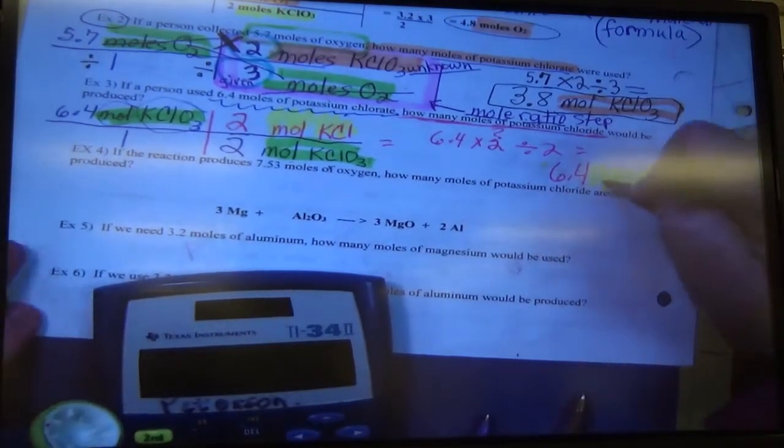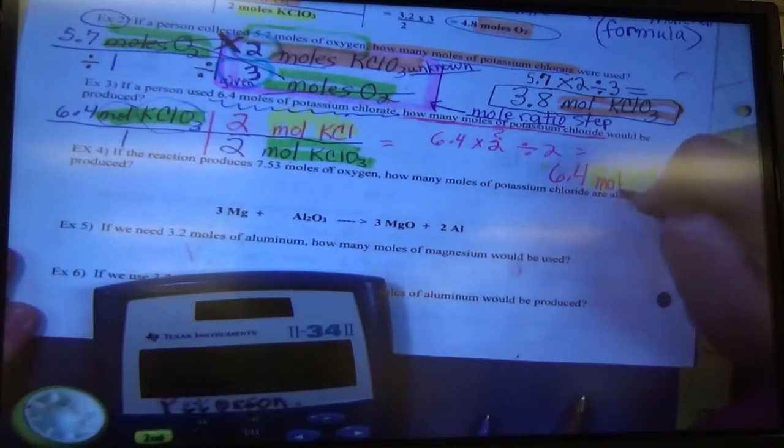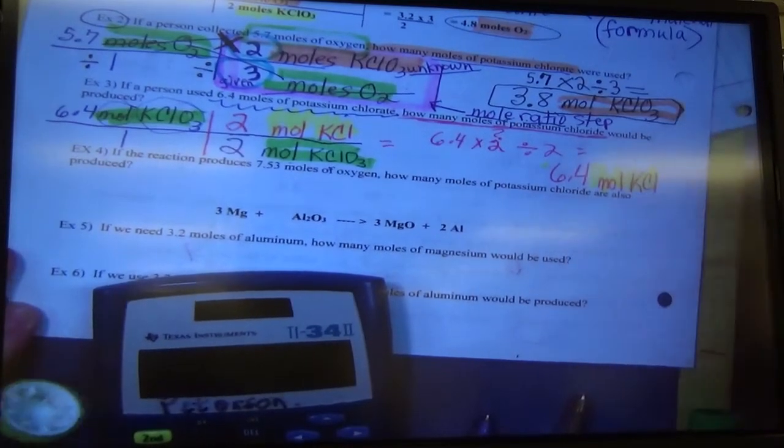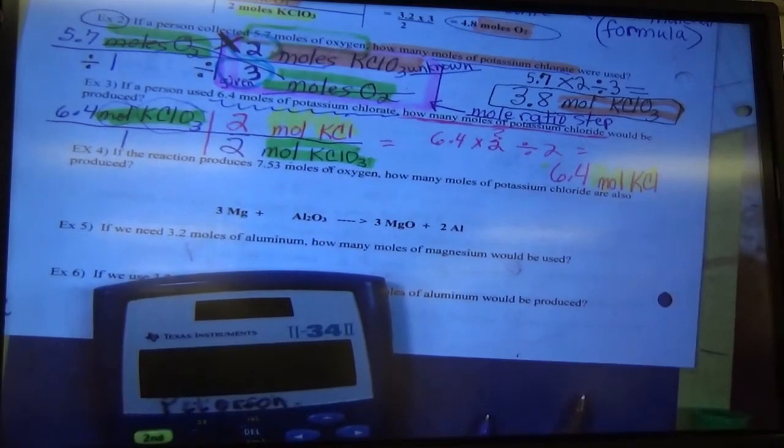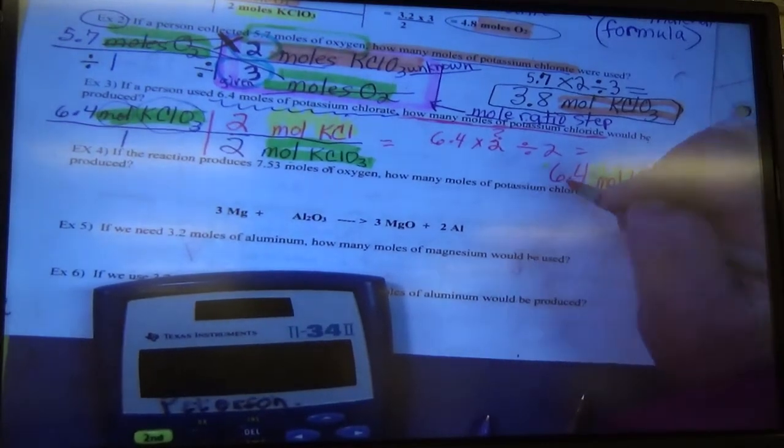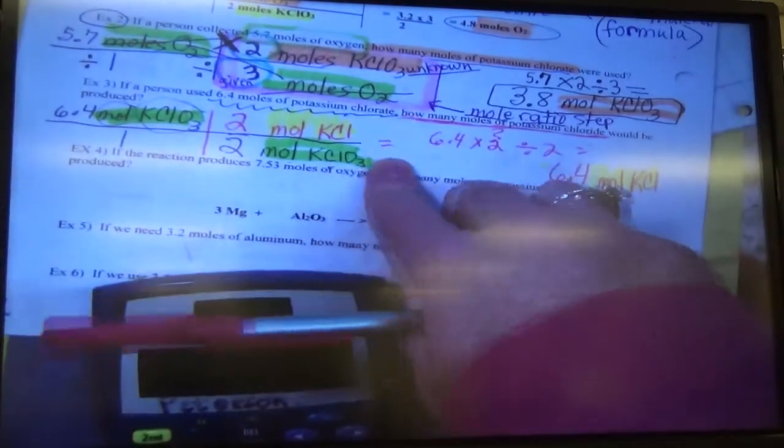So do you see how the units, the skills you learned in mole conversions actually kind of helped today a little bit? It's just the mole ratio is kind of a different thing to do, isn't it?